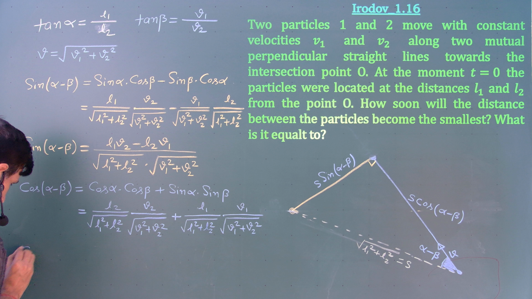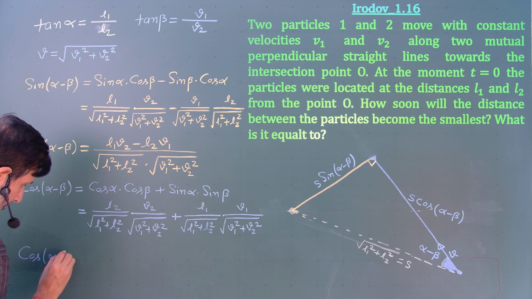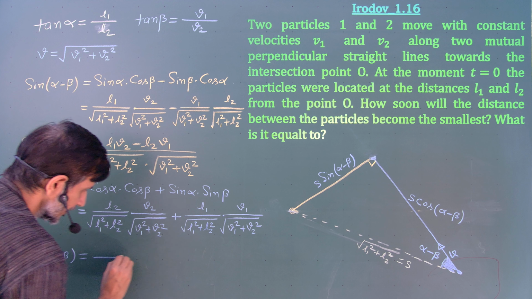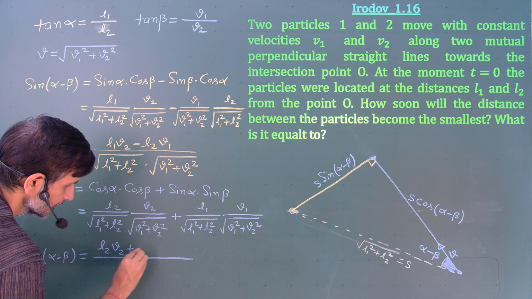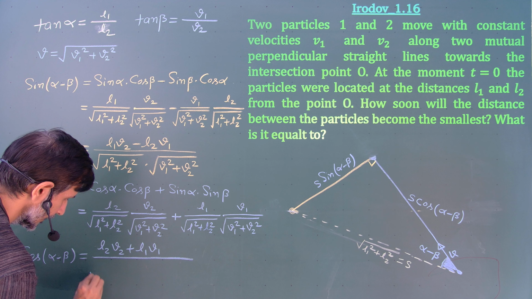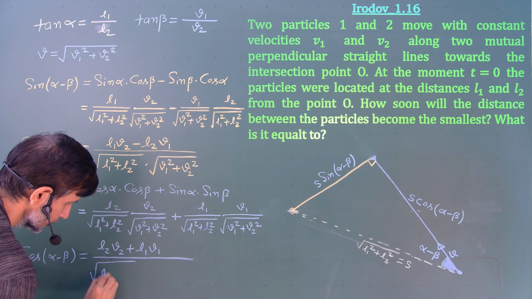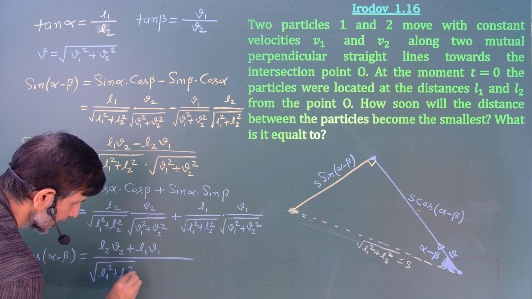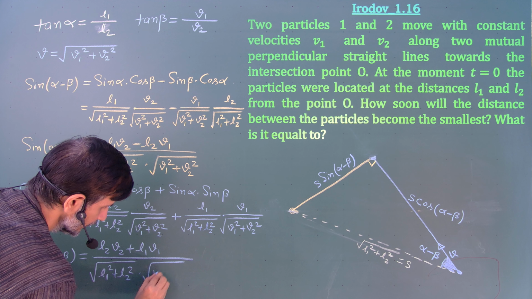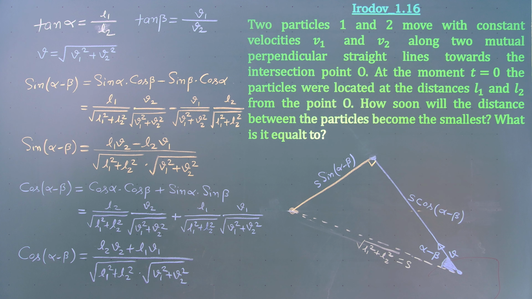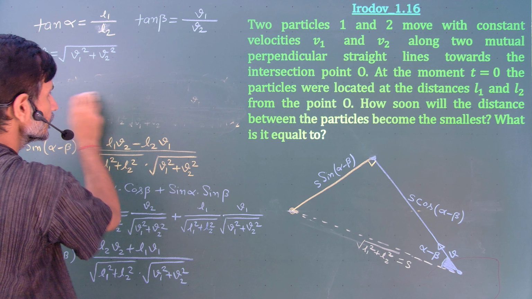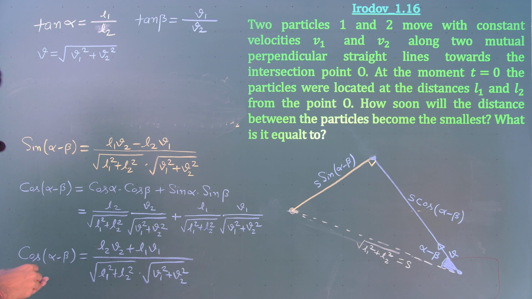So cos alpha minus beta is equal to, denominator is same, so L2 V2 plus L1 V1 divided by under root L1 square plus L2 square into under root V1 square plus V2 square. Okay, so I got the value of cos alpha minus beta and sin alpha minus beta. Now let me write it clearly.